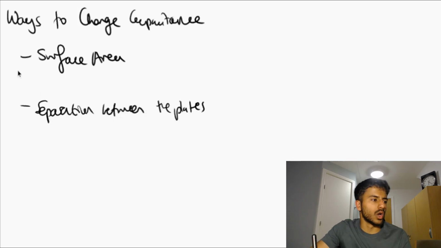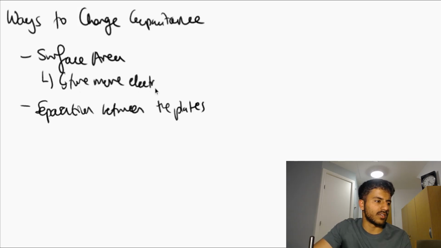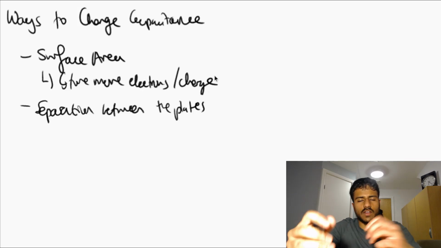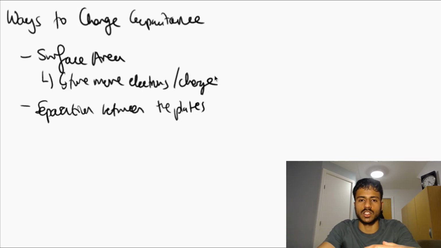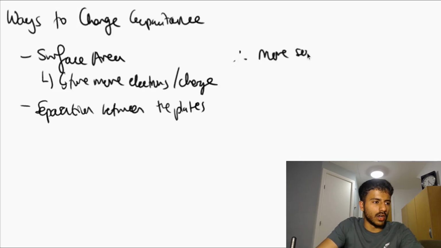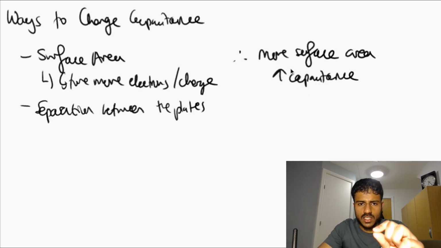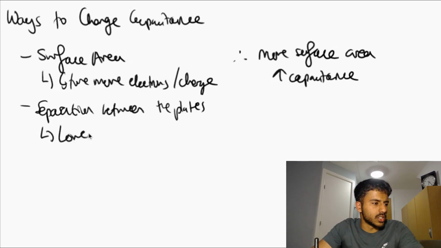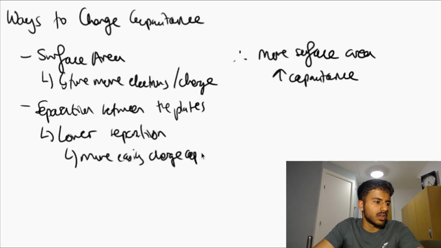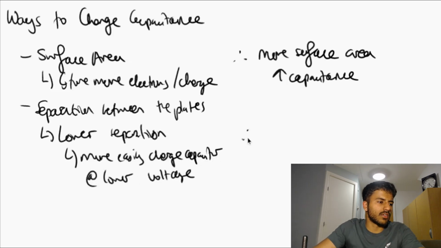between the plates. Well, if you have bigger surface area, you can obviously store more electrons and therefore have a greater charge. So therefore, for the same voltage, you can store greater charge, so the capacitance is bigger. So therefore, more surface area means greater capacitance. Now we'll look at this in a later video, but having lower separation between plates means that you can more easily charge the capacitor at a lower voltage. So therefore, if you decrease the separation, you can increase the capacitance as well.